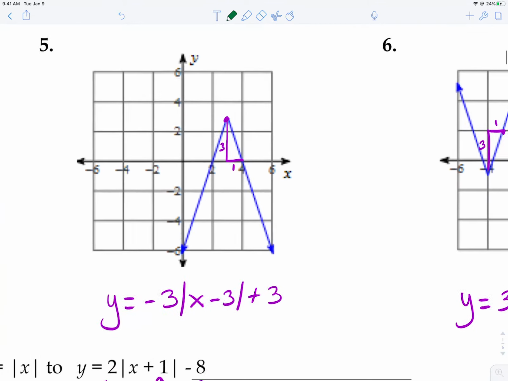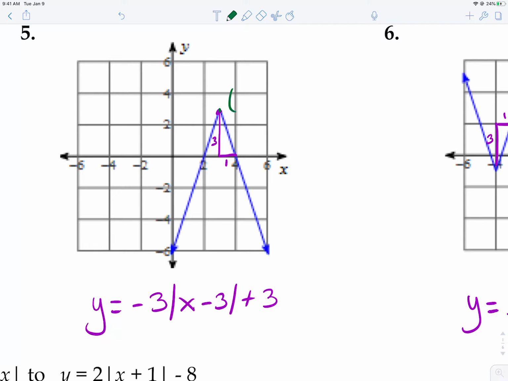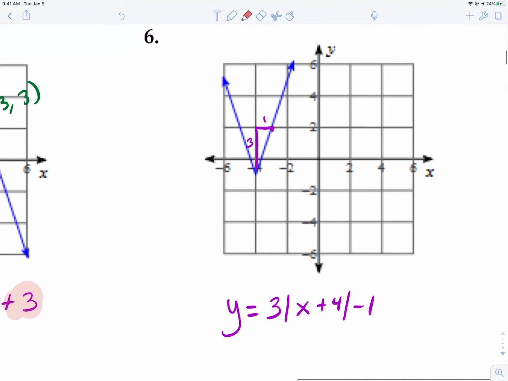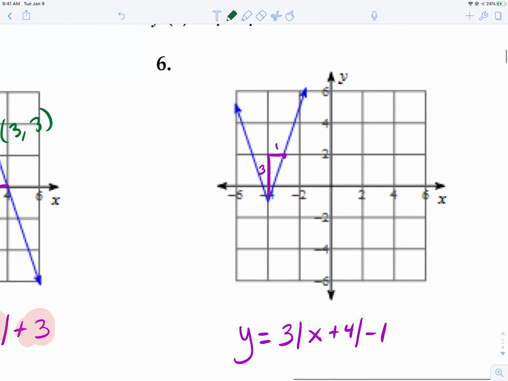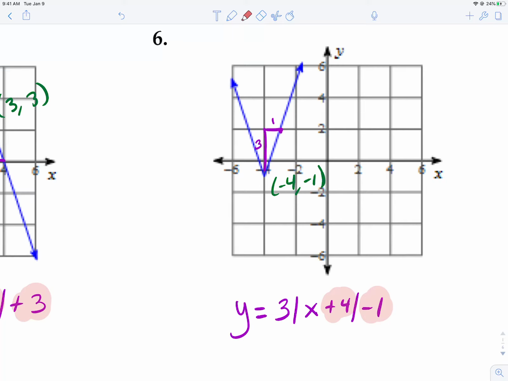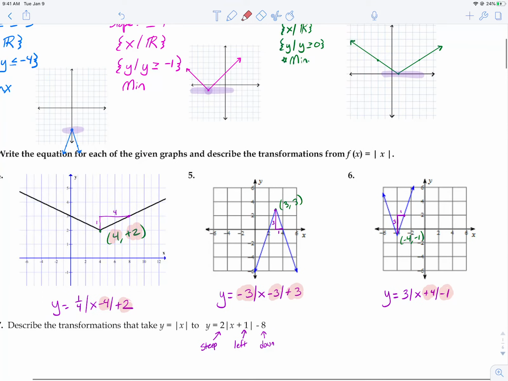For number 5, the vertex is at (3, 3), and that's where the opposite of 3, 3 came in. I also did another slope triangle, and from my vertex to one of my nice points, I found that it was down 3 over 1, and since it does open down, it's a -3 for the slope. Number 6, the vertex is at (-4, -1), which is where these numbers came from, the opposite of 4, -1. I made a slope triangle, which was up 3 over 1, so it has a slope of 3. And since it opens up, it is a positive slope.